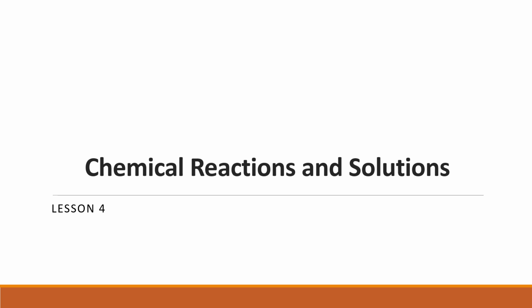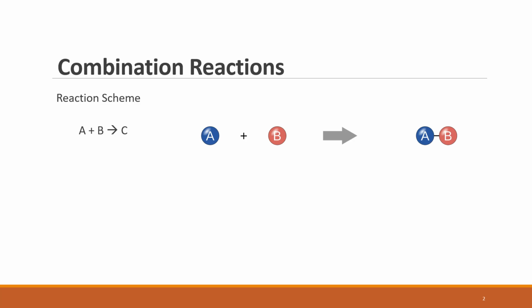For Lesson 4, Chapter 4, we're going to be looking at chemical reactions and solutions. Now that we've learned about chemical equations and some of their features and how to balance a chemical equation, let's look at some common types of chemical reactions.